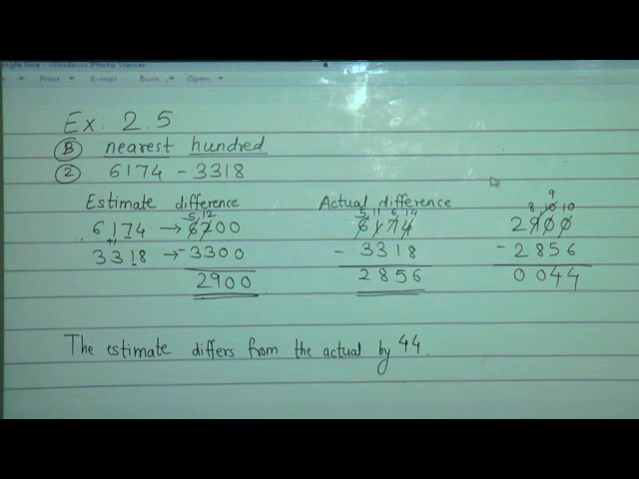Understood till here? Now one more example I'll solve, the 5th one, for you.